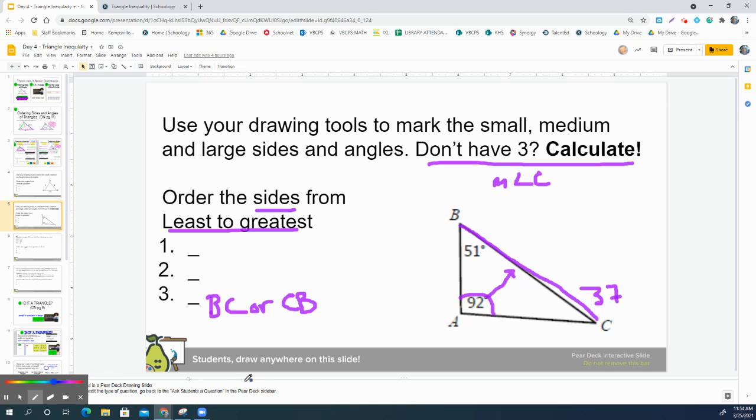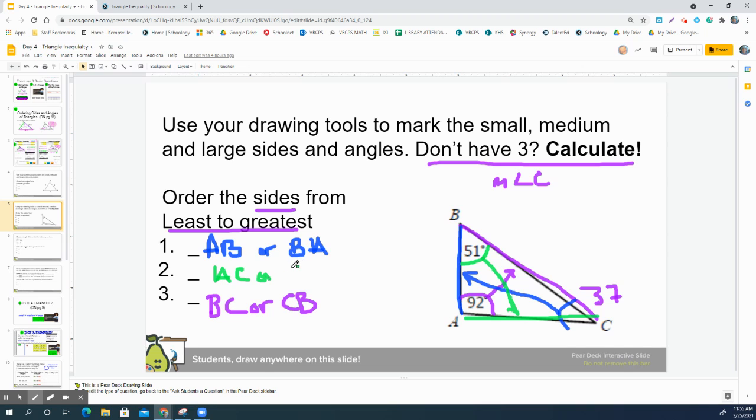So now what? Which angle do you want to look at now, B or C? Isaiah is saying the 37. So if I look at the 37 and I shoot an arrow through the center of the triangle, that lands on AB, right? So if we're at C and I shoot an arrow through, it's going to be AB. AB is the smallest because 37 is smaller than 51. And then you can finish that out with the last one. Angle B shoots across the center of the triangle to AC. Either AC or CA.